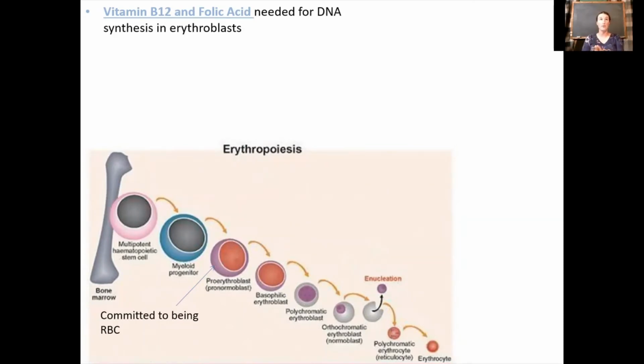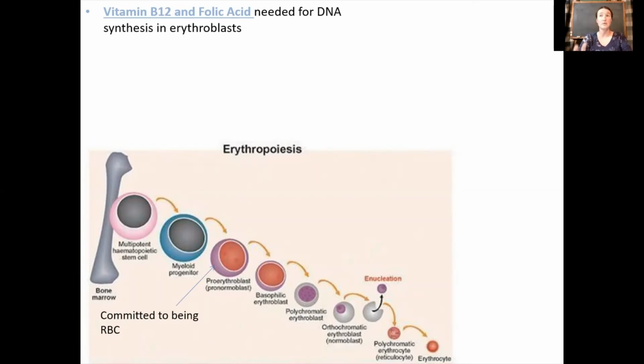Again, this is in response to EPO released by the kidneys, and this differentiation process is tied to turning on of some genes and turning off of some other genes. Now from here, these proerythroblasts require a few different ingredients in order to ultimately become a red blood cell. Okay, a couple things that they need are vitamin B12 and folic acid. Vitamin B12 is a vitamin that you acquire through your diet, specifically eating animal products.